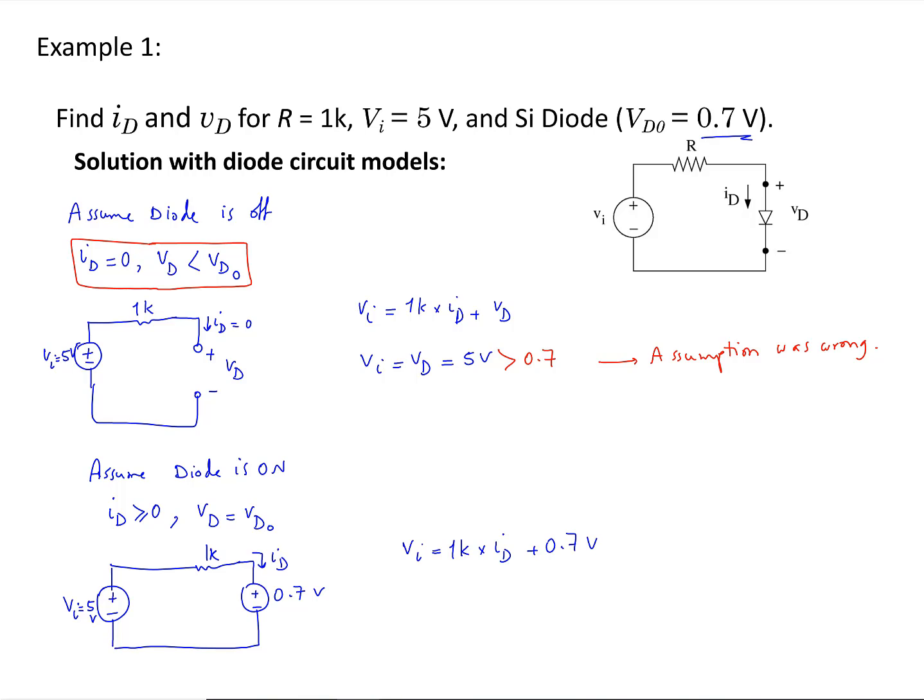Now VD is equal to 0.7 volts, so I'm going to plug in VD as 0.7 volts here. The inequality that I need to check is this one in here. ID must be greater than or equal to 0. Let's calculate ID. It's equal to 5 volts minus 0.7 volts divided by 1 kilo ohm, which is going to be 4.3 milliamps. This is greater than 0. As a result, our assumption was correct and the diode is on.